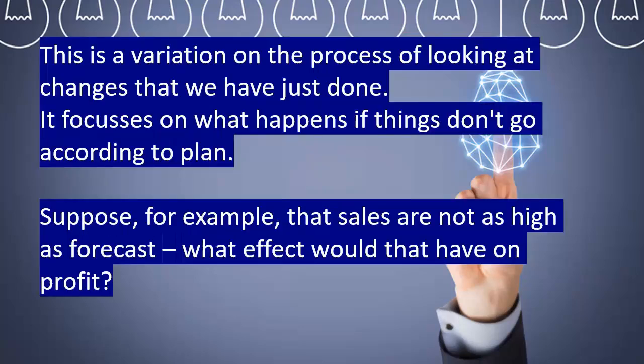This is a variation on the process of looking at changes that we have just done under the statement of income and expenses. It focuses on what happens if things don't go according to plan. Suppose, for example, that sales are not as high as forecast. What effect would that have on profit?